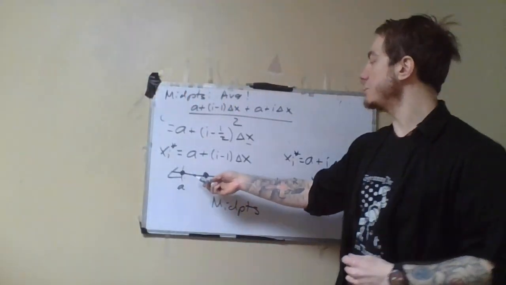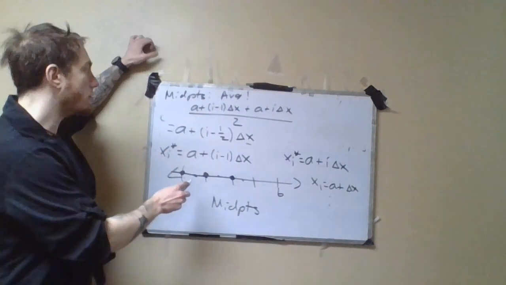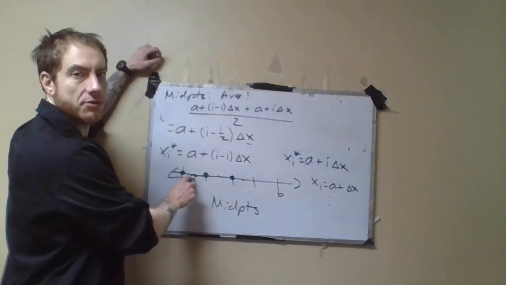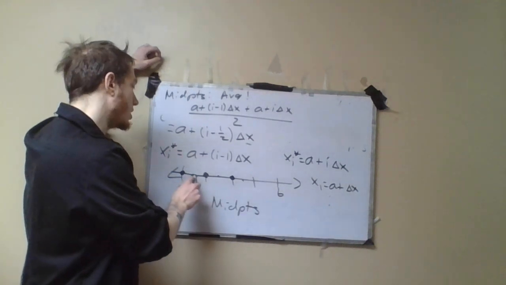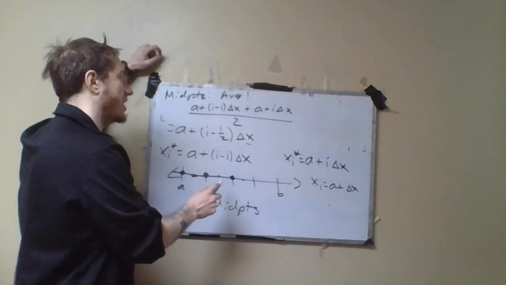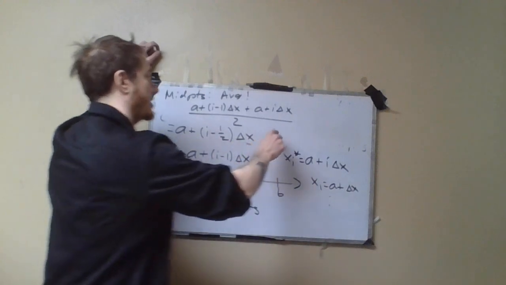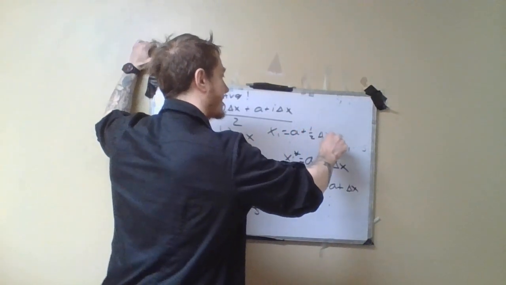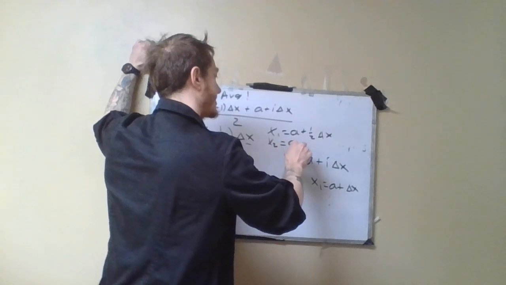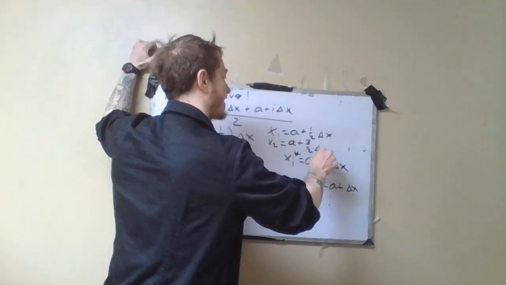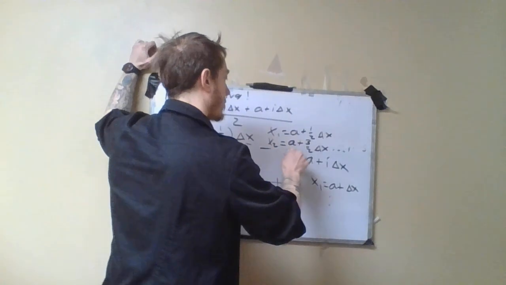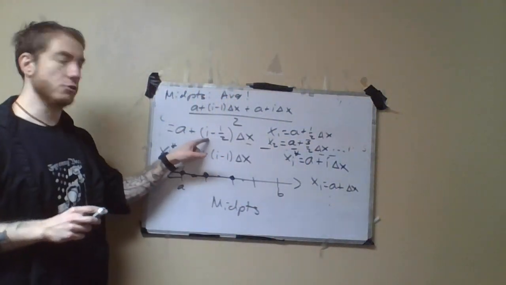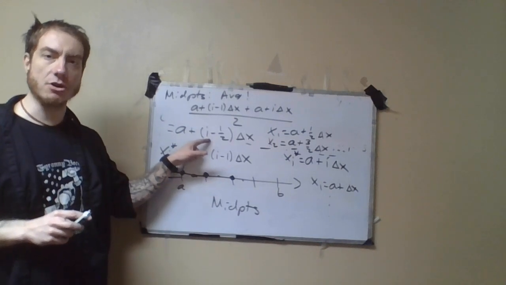And you could actually figure this out without averaging too. You could just reason your way through it, because the first midpoint is going to be a plus 1 half delta x. The second one is going to be that plus an additional delta x. So our first x1 is going to have to be a plus 1 half delta x. Then x2 is a plus 3 halves delta x, and so on for our midpoint formula. And it's not too difficult to see that this is the pattern that you're following here.